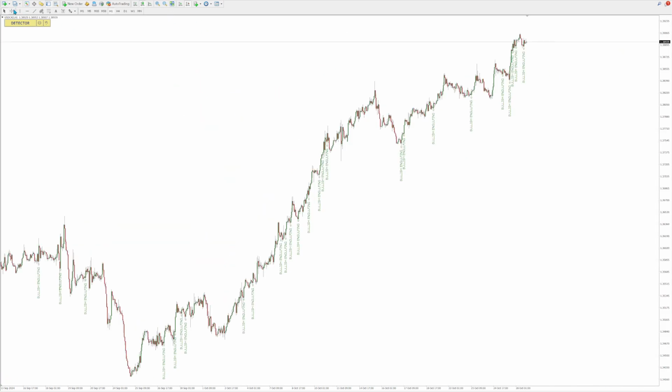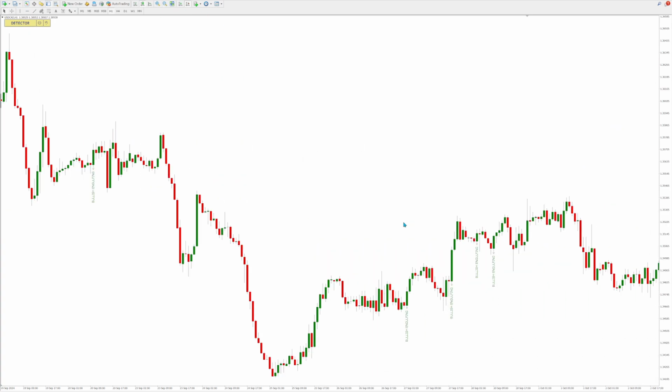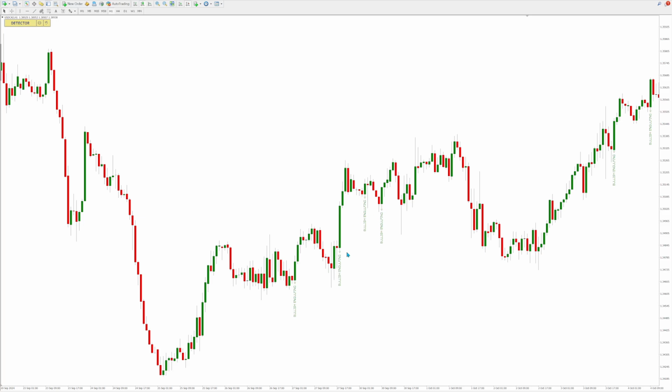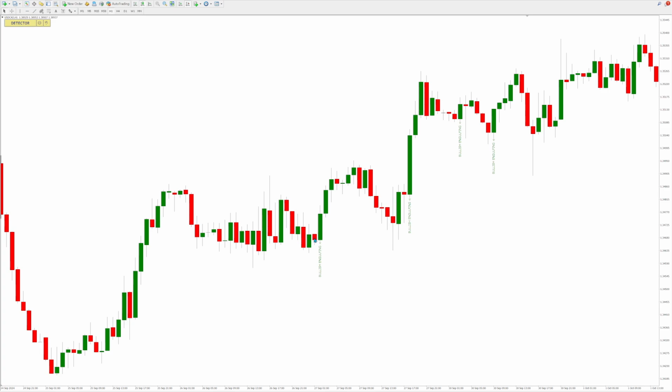In this video I'm going to show you how you can easily capture moves like this one for over 400 pips using a very simple candlestick formation, which is the engulfing candlestick. This is basically a candlestick that completely engulfs the body of the previous candlestick. Simple as that. As you can see here, the bullish engulfing candles have been marked off. Bullish because we're looking to buy into an uptrend.